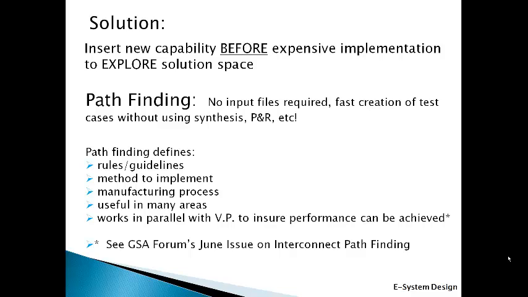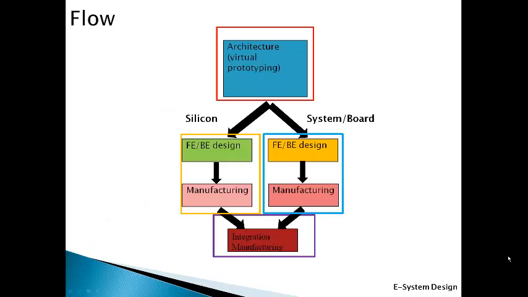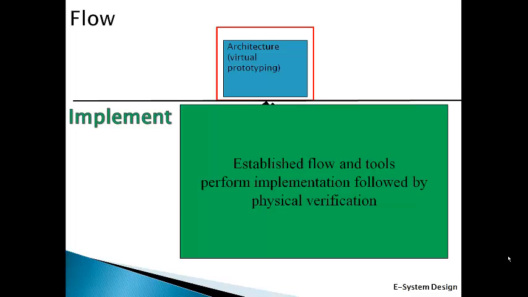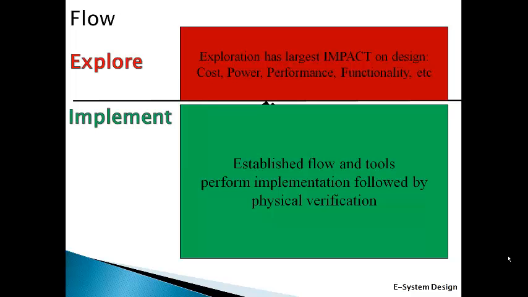Let's see how pathfinding can be inserted into a development flow. From a 100,000-foot view, typically there are 4 key areas: architecture, silicon, system board design, followed by manufacturing that integrates the entire product. We can split this into 2 sections. One is the implementation that is fairly well known and includes physical verification. The other is exploration, which is primarily focused on virtual prototyping.